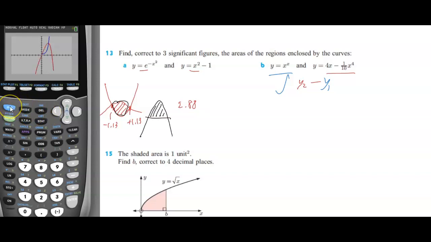Okay, second calc, intersect 5. I'm going to move the cursor a little bit over to the right, and then I enter, and the first intersection point is 0.183.